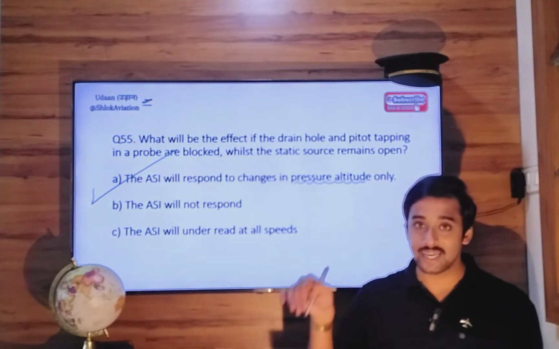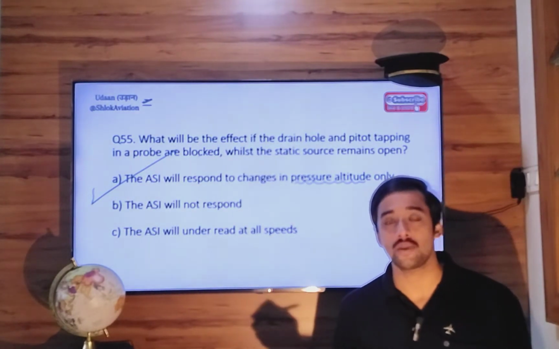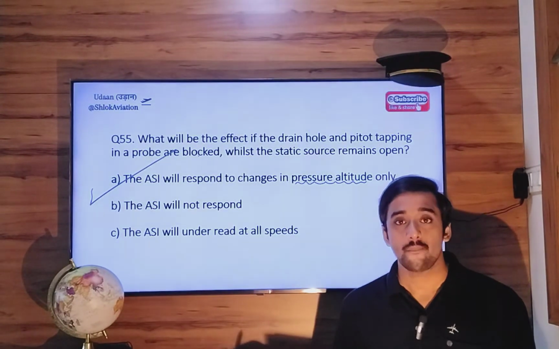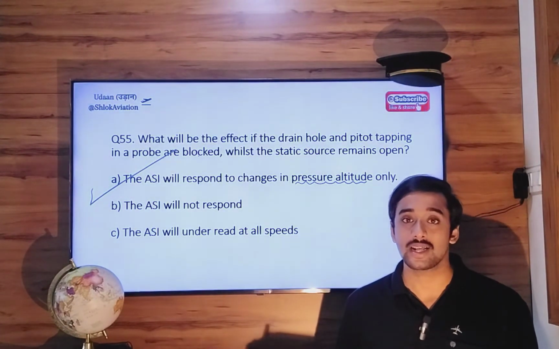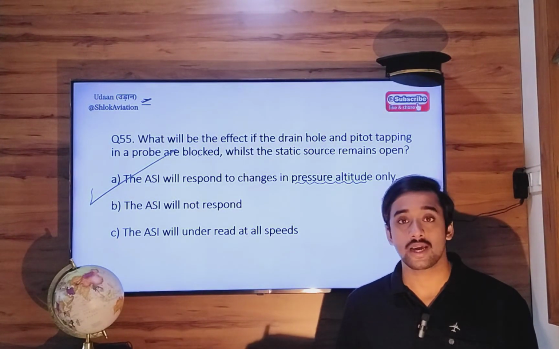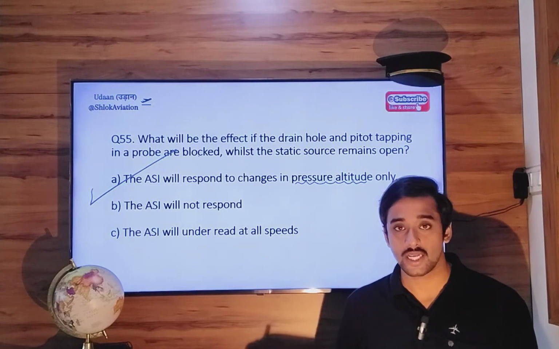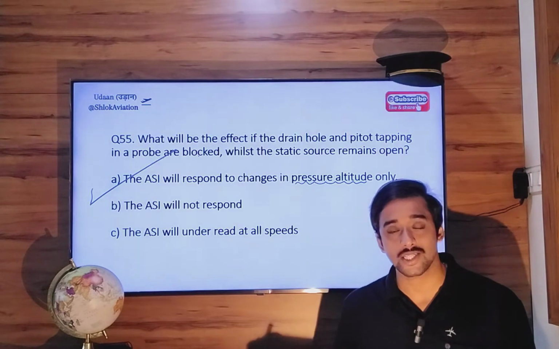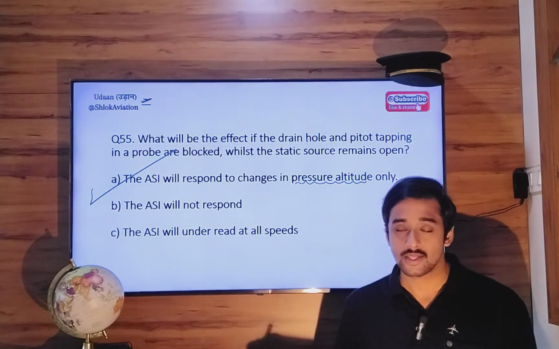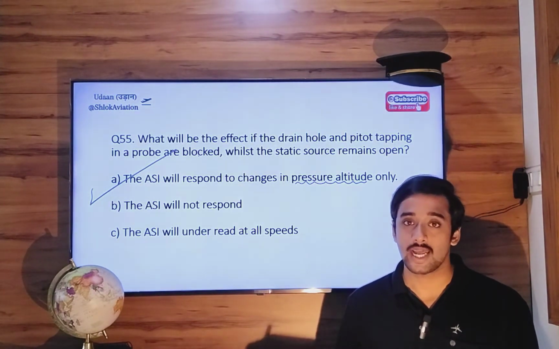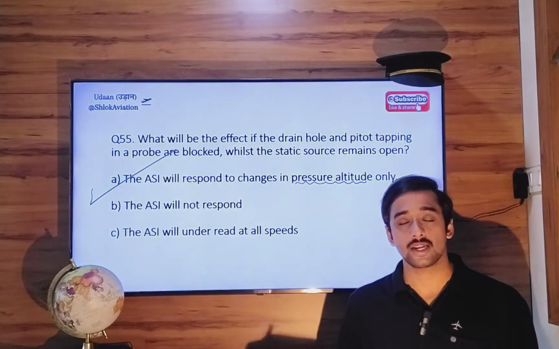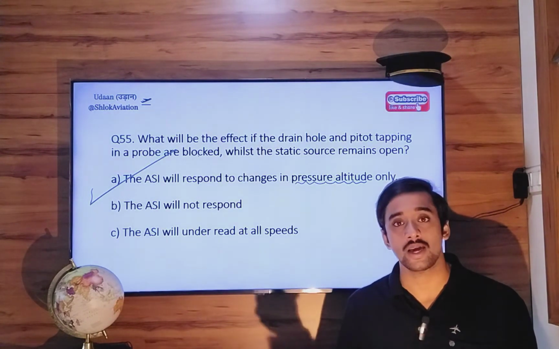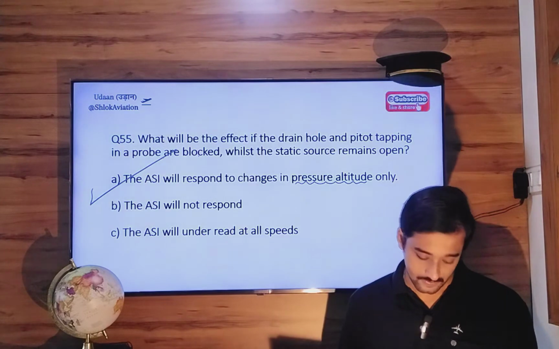So if you are descending at a constant calibrated airspeed of 100 knots, your airspeed indicator will show a decreasing trend. It will show decreasing values continuously. So 100 knots, 90 knots, 80, 70, 60, and so on and so forth. So even if you are descending at a constant calibrated airspeed, the indicator will behave like an altimeter, showing a decreasing trend.